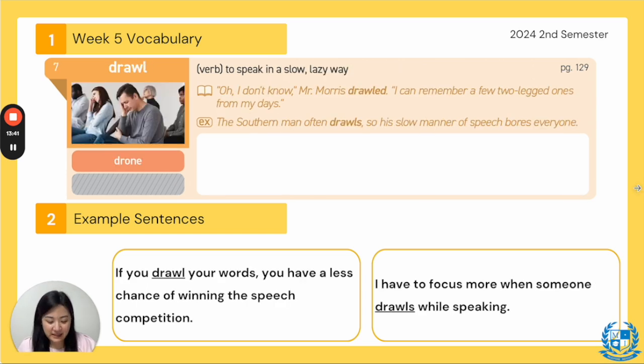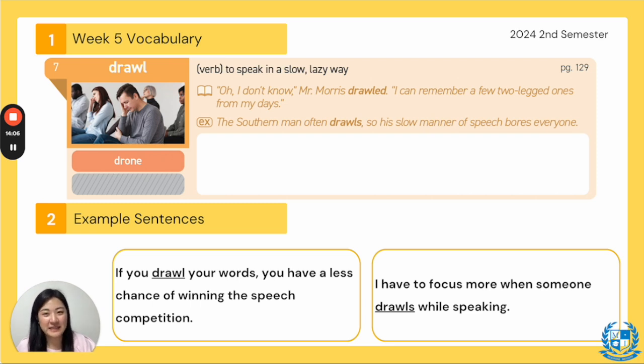Next one, number 7, everyone say drawl. Drawl. The synonym is drone, and not the ones that are flying around. And this is a verb. It means to speak in a low, lazy way. Drawl. Definitely the opposite of how I speak.